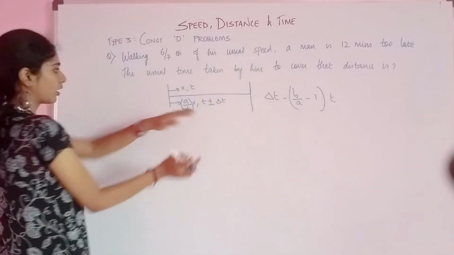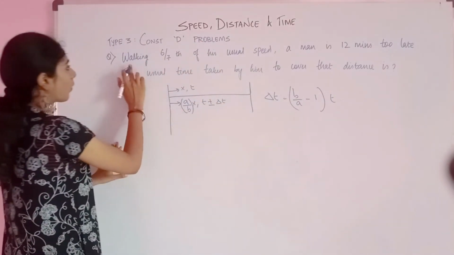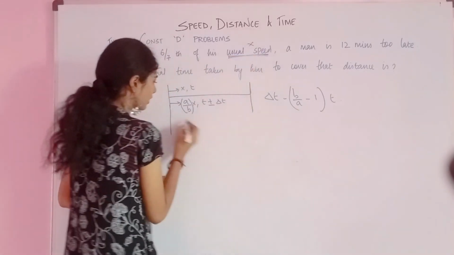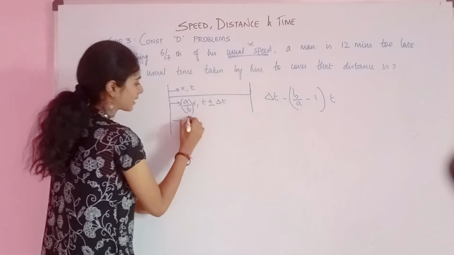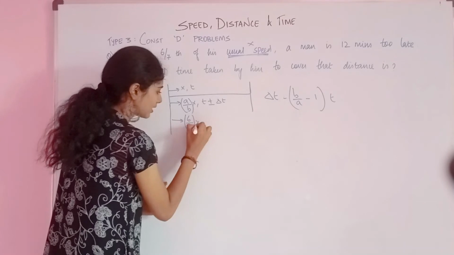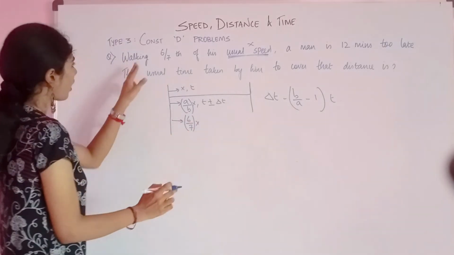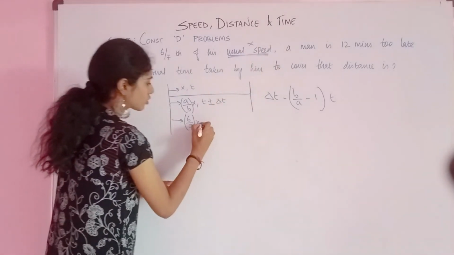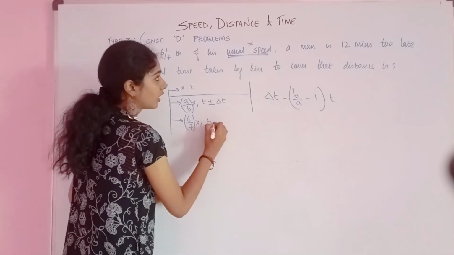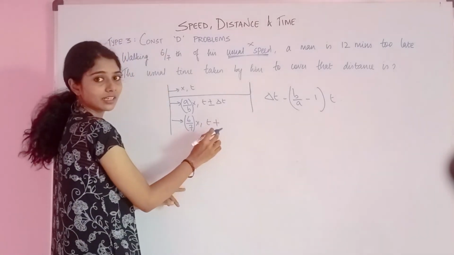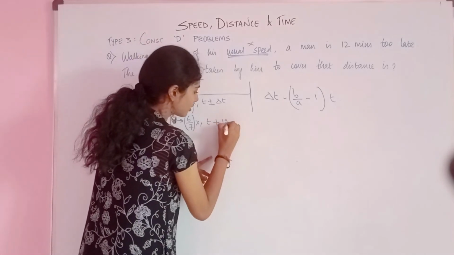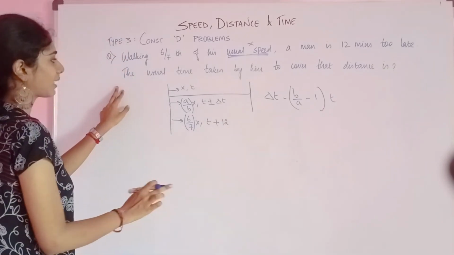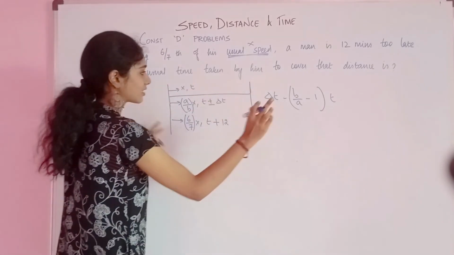So, now look at the question. What is given? Walking 6 by 7 of his usual speed. They have not given what his usual speed is. So usual speed is x. So in this case, a by b times x is 6 by 7 times x. So this is his speed now. Walking at 6 by 7 of his usual speed, a man is 12 minutes too late. So his time period is going to increase because he is late. 12 minutes too late. So the usual time taken by him to cover that distance is what is asked.